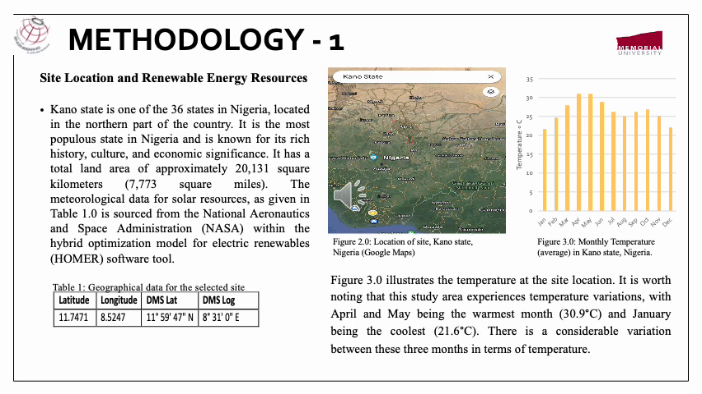And from figure 3 here, we can observe that there is a notable temperature disparity between the months during the course of the year, with April and May being the warmest months at 30.9 degrees Celsius, and January the coolest at 21.6 degrees Celsius.